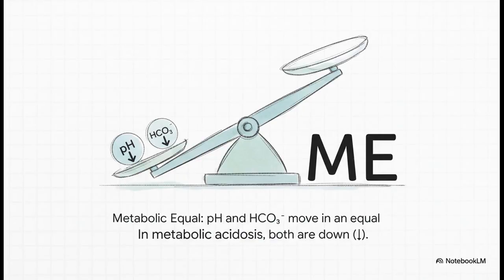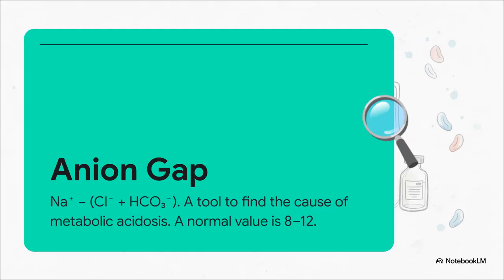Okay, if interpreting ABGs makes your head spin, this mnemonic is about to become your new best friend. It's ROME, respiratory opposite, metabolic equal. For what we're talking about today, just focus on that second part. In metabolic conditions, the pH and the bicarb move in an equal direction. So for metabolic acidosis, what do you see? They're both down. The pH is down and the bicarb is down. See? Simple as that.